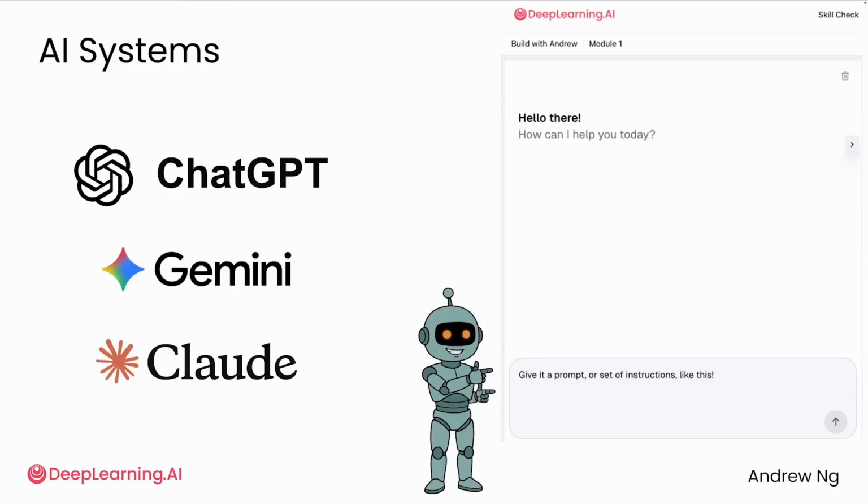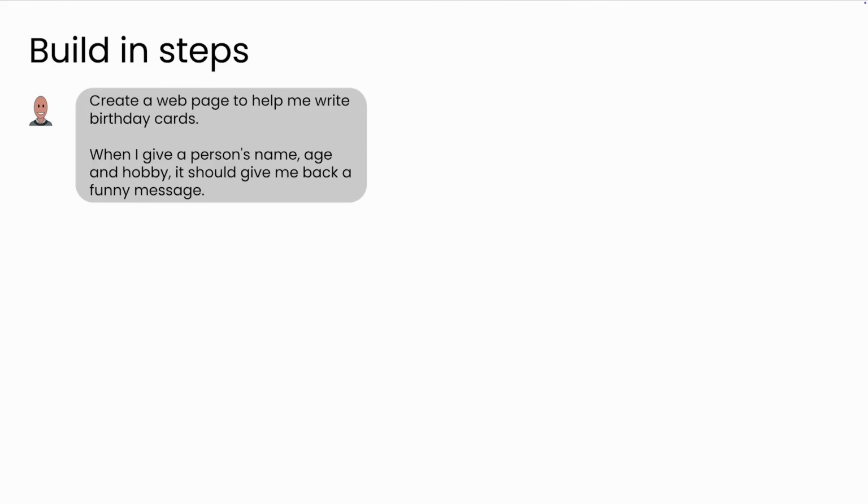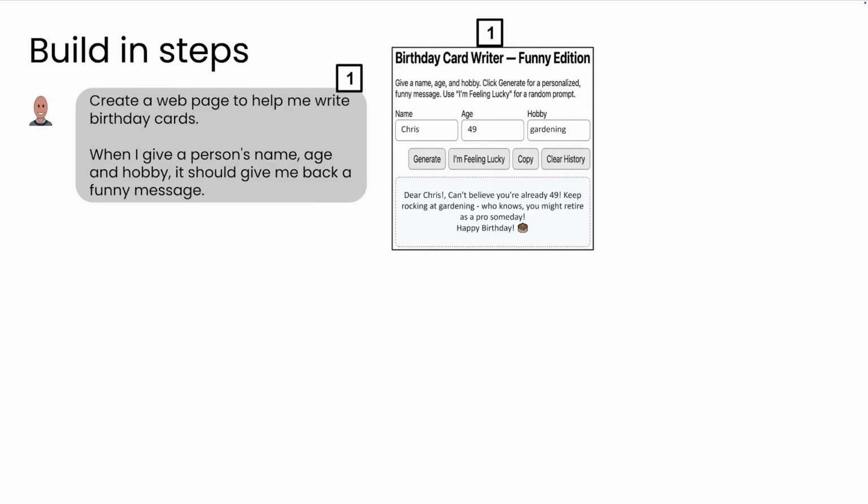Then, you try yourself using any AI chat system like ChatGPT, Gemini, Claude, or the one built right into this website. To use any of these AI systems, you give it a prompt or set of instructions like this to tell it to create a web page to help me write birthday cards. And when I give a person's name, age, and hobby, it should give me back a funny message. And if you do this, it might actually generate an app that looks like this, which is a good start. You can enter the name, age, and hobby, and it generates an okay message like this.